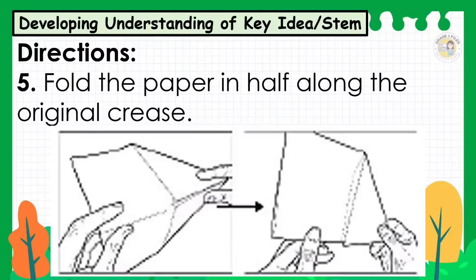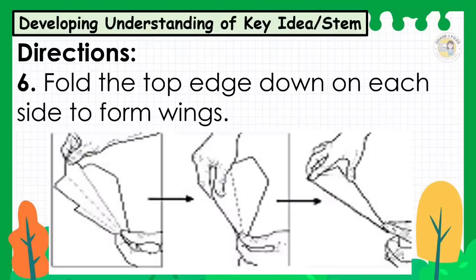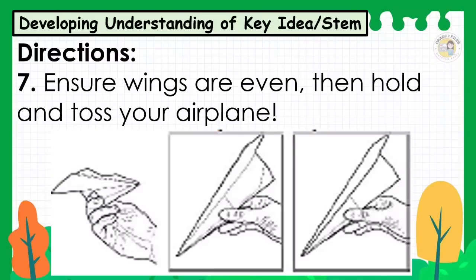Fifth, fold the paper in half along the original crease. Sixth, fold the top edge down on each side to form wings. Seventh, ensure wings are even, then hold and toss your airplane.